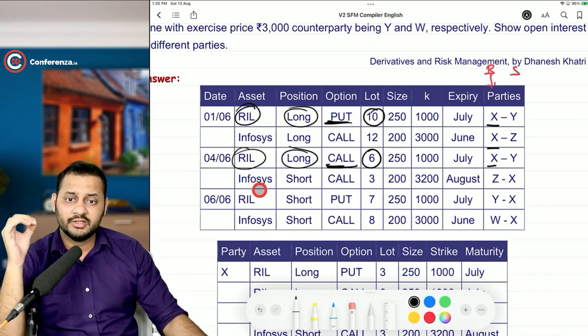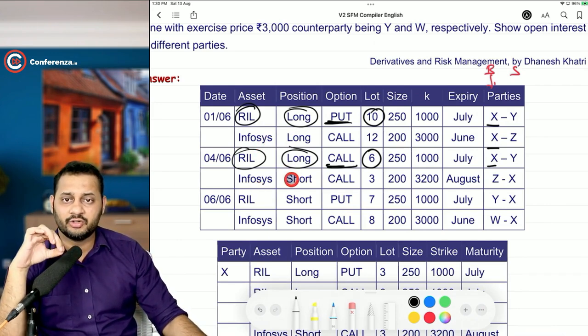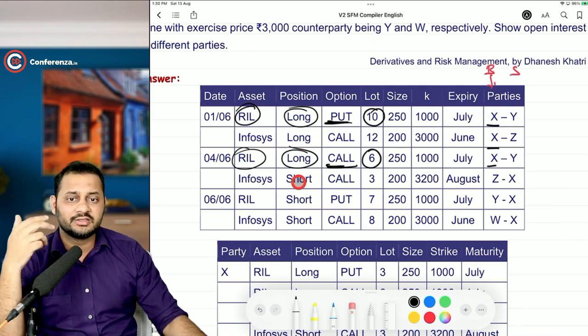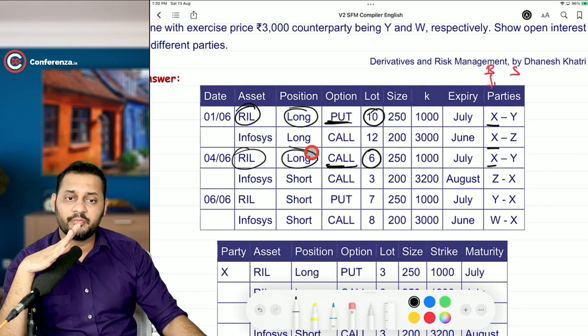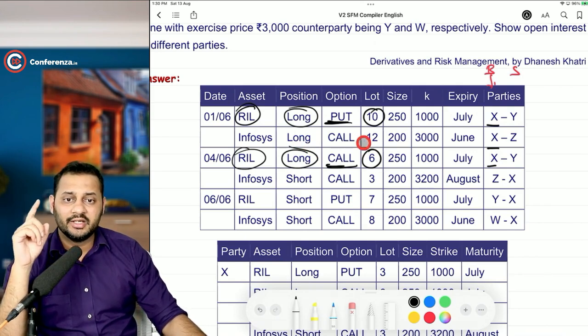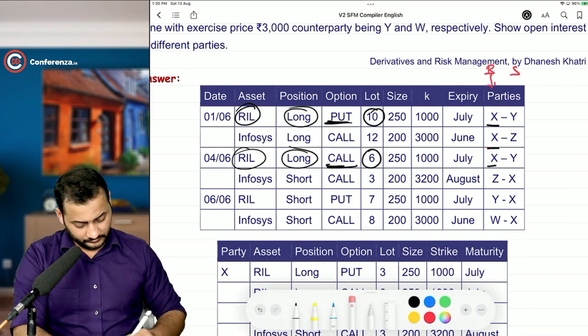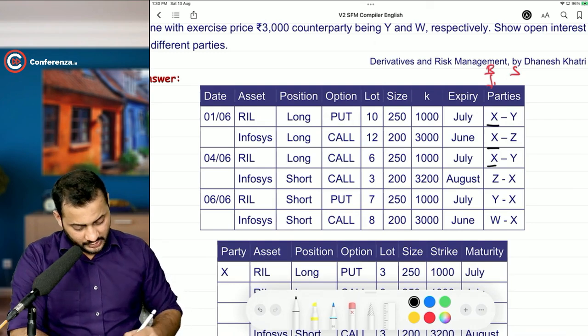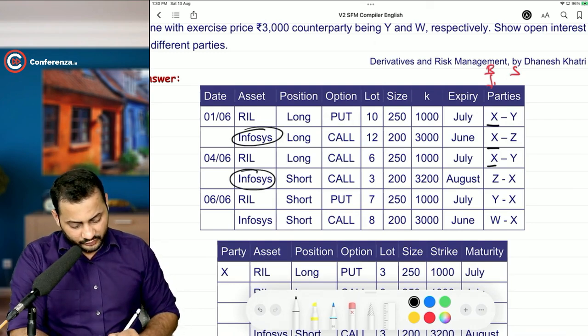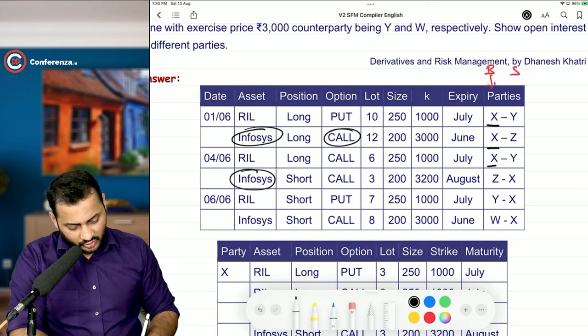Okay, then let's come to the fourth part. The fourth one is also different. Infosys, long and short. Long and short can be netted off. We can just deduct it, but the product should be the same. You can clearly see that. I will just show you. You can match the Infosys and Infosys. You can match the call and call option.